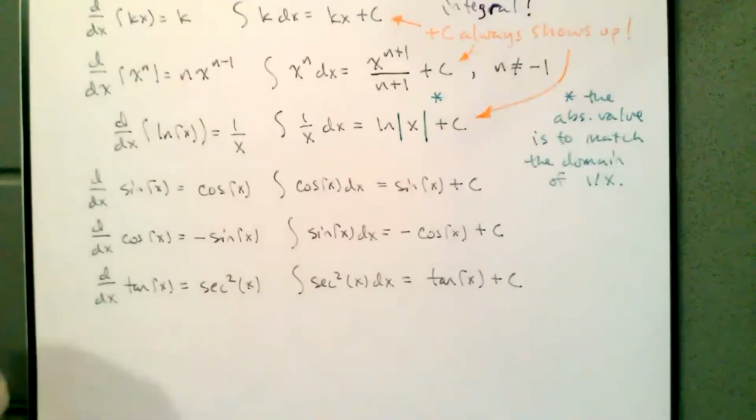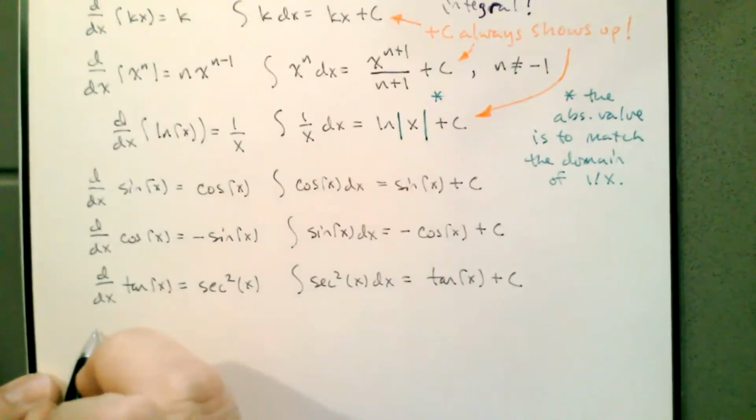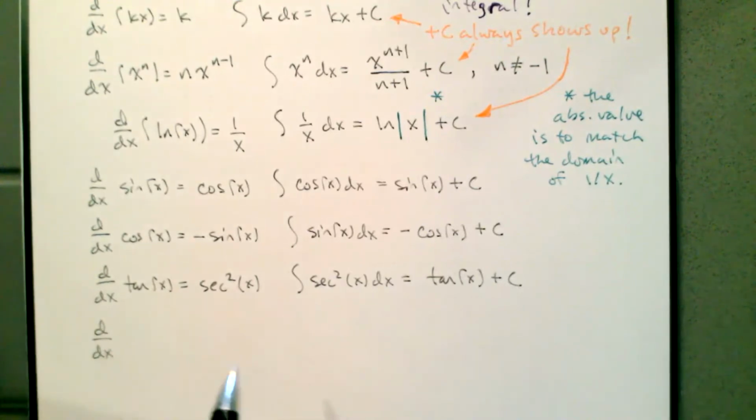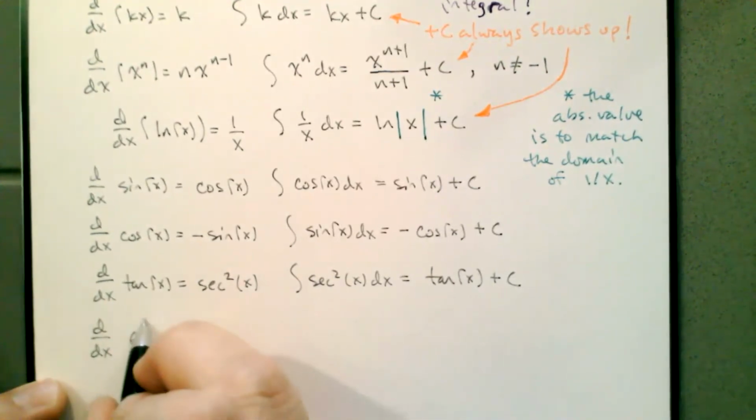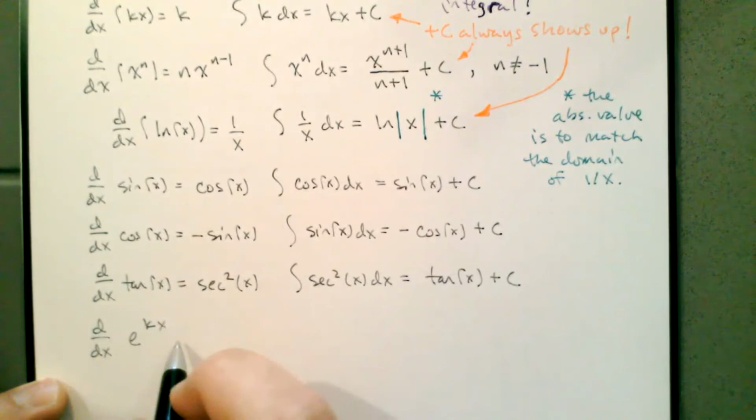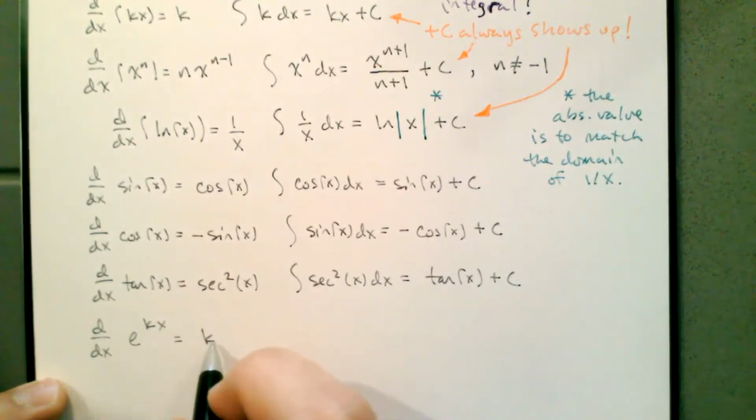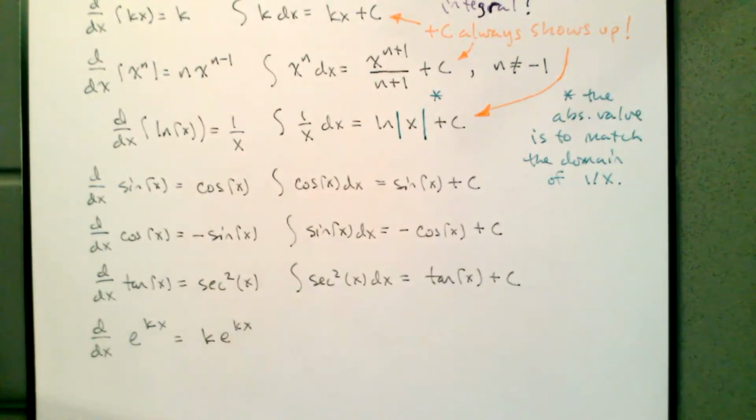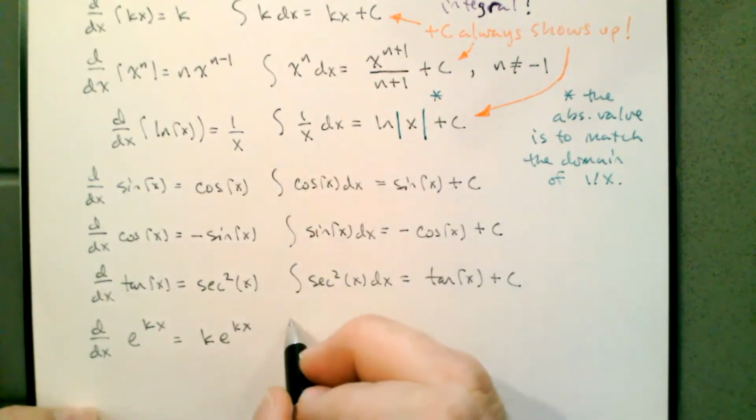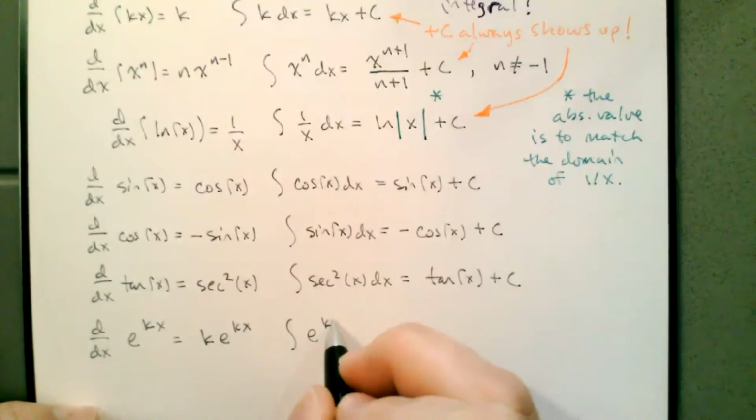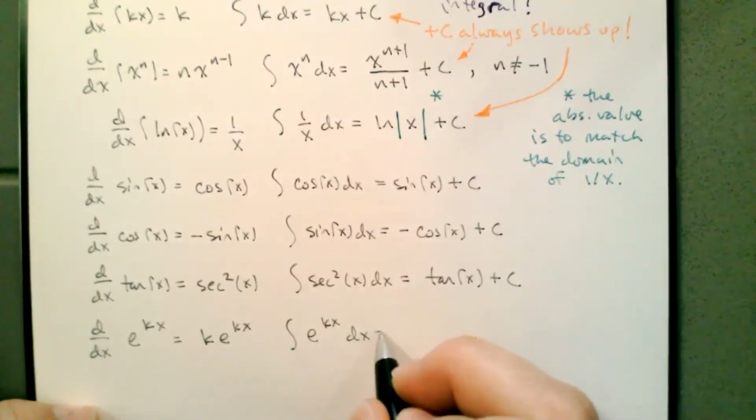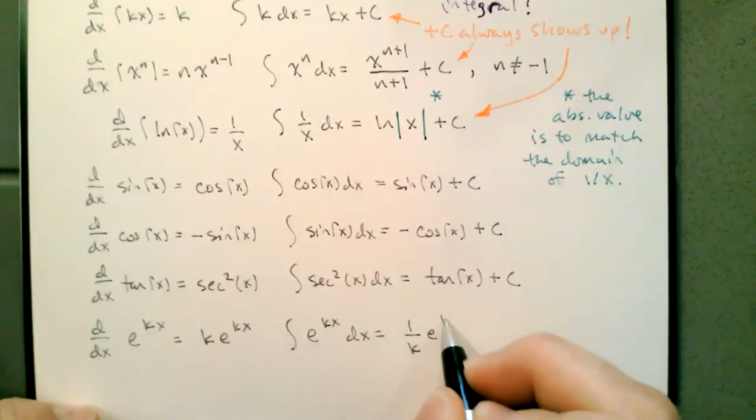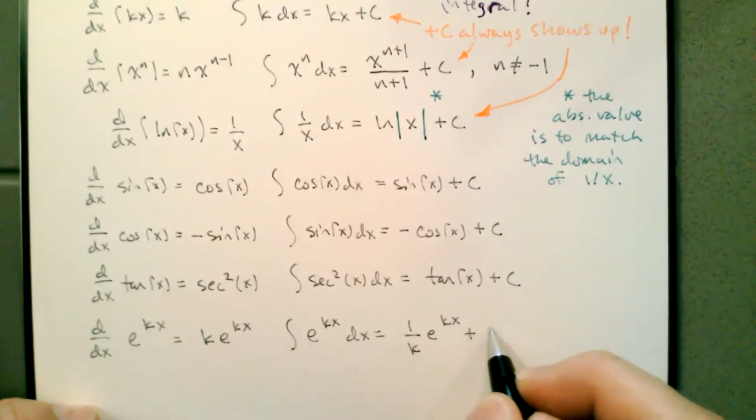We know that the derivative, I'm going to do the slightly fancy one, of e to the kx is k times e to the kx. So the integral of e to the kx dx is 1 over k e to the kx plus c.